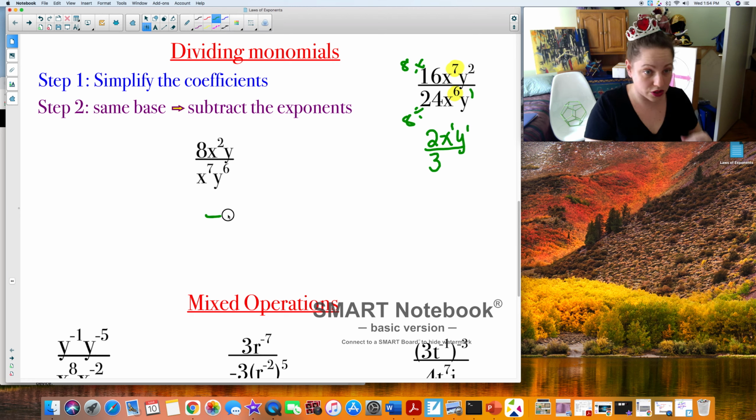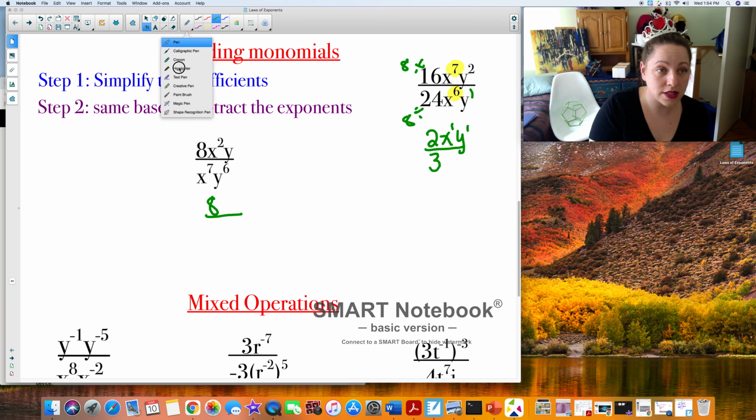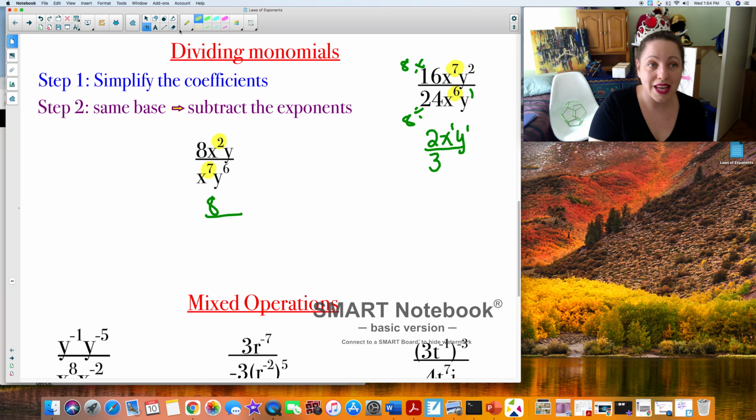So really, I just bring down the 8 on top. Now I look at the x's, and it's x squared on top, x to the 7th. If I subtract that, I would get x to the negative 5th. But we learned what happens when you have a negative exponent. It goes to the bottom of a fraction. Okay, and the 8 would stay on top.